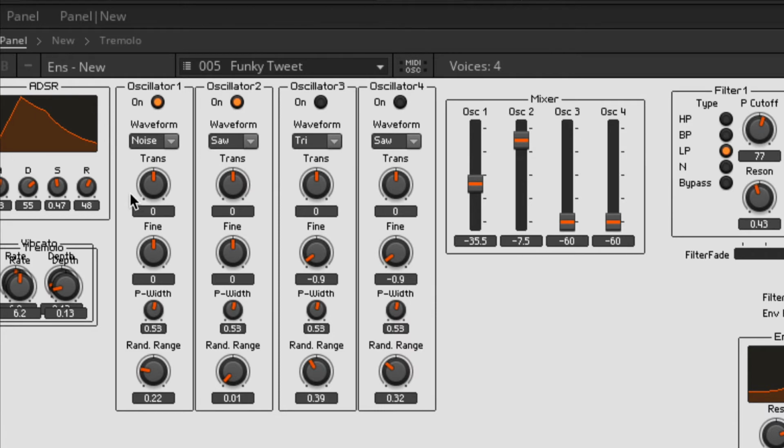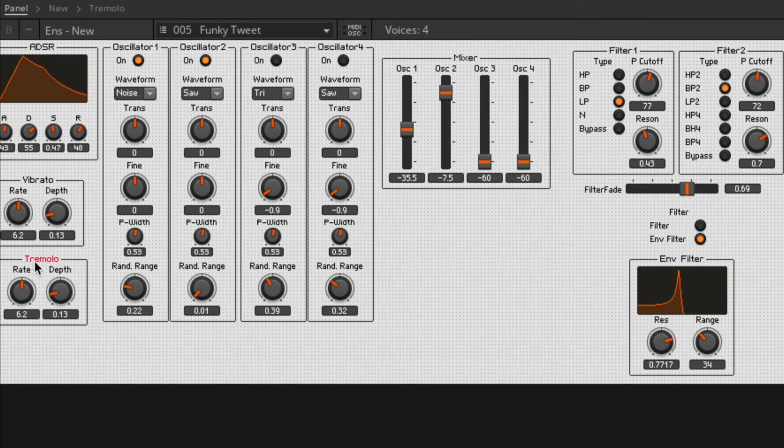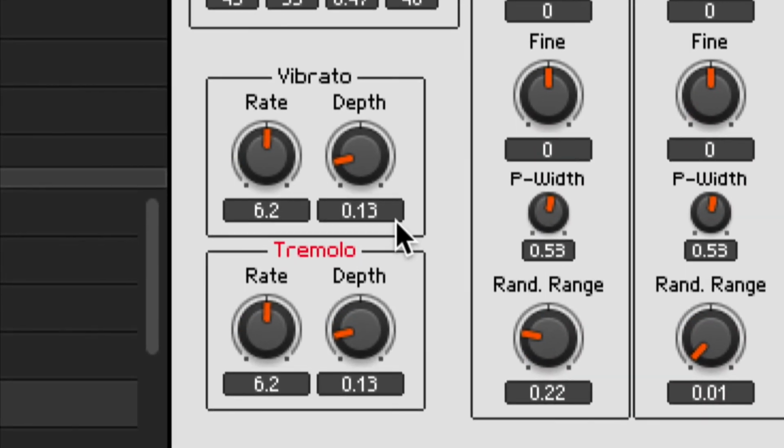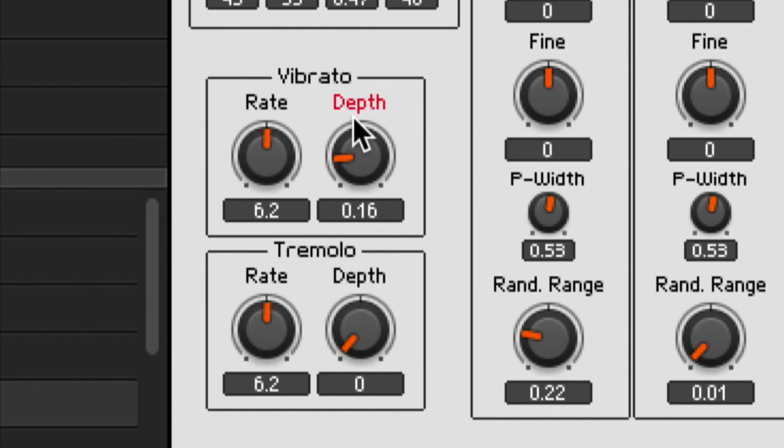Back to my panel. I want to isolate this tremolo. So what I'm going to do to get the vibrato out of the way is turn the depth to 0. That means the amplitude of that LFO is 0, which means basically it's off. Let me do that with the tremolo too. So we should have no vibrato, no tremolo. Here's our vibrato. Okay, and now here's our tremolo.